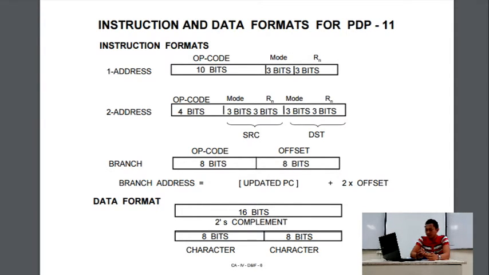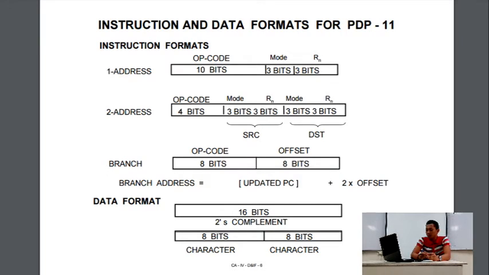In a 2 address, there are the opcode, the mode, the register, and another mode and register. In the opcode, there are 4 bits. In the first mode, there are 3 bits. In the first register, there are 3 bits. The second mode has 3 bits, and the register has 3 bits. The first mode and register is what we call the SRC, and the second is the DST.